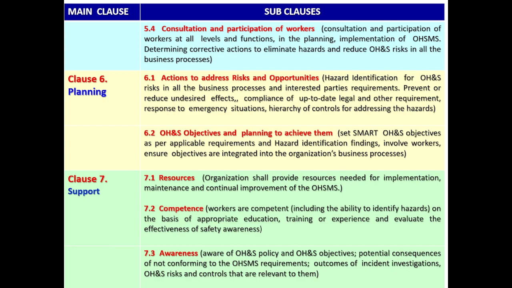Next, main clause 6 focuses on planning. 6.1 Actions to address risk and opportunity. Hazard identification for occupational risk in all the business processes and interested party requirements, prevent or reduce undesired effects, compliance with up-to-date legal and other requirements, response to emergency situations, and follow the hierarchy of controls for addressing the hazards.